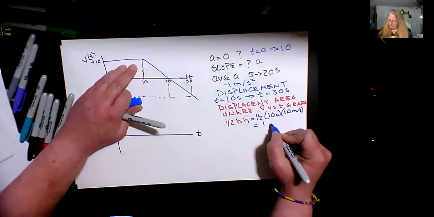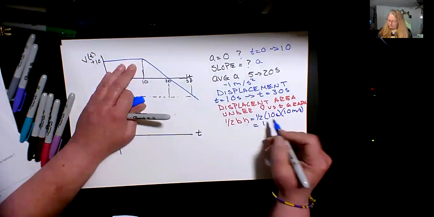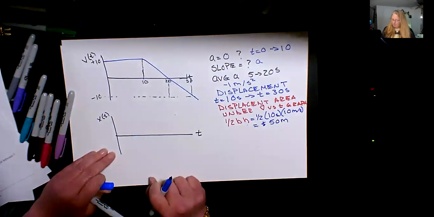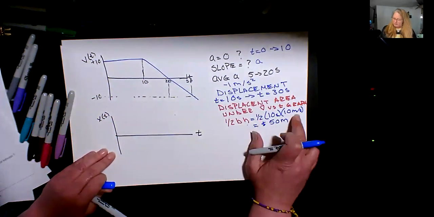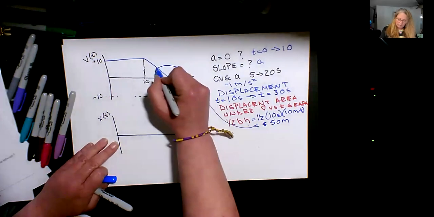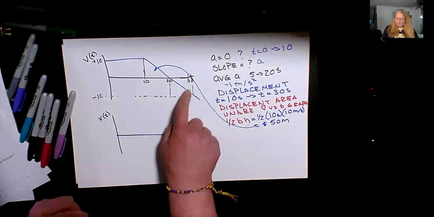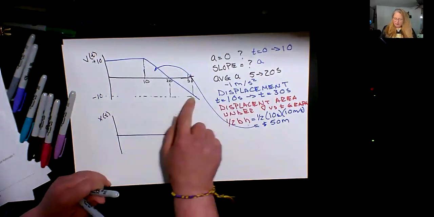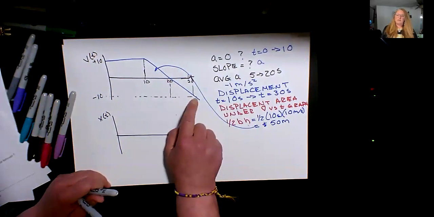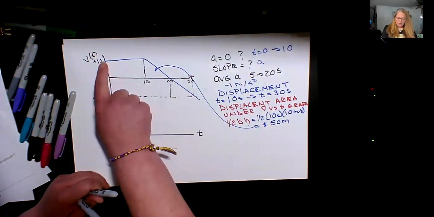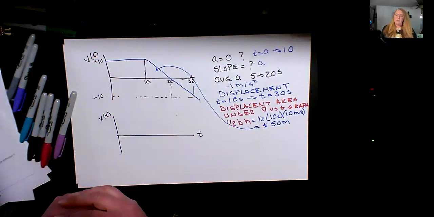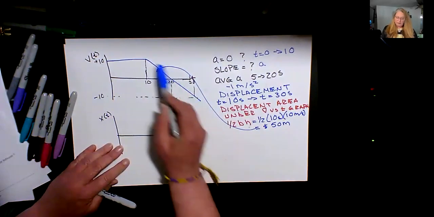So we came up with this on the other one. 10 times 10 is 100, divided by 2 is 50. So this is 50 meters. So that is this piece. What about this one? This one starts at 0 and ends at 10 meters per second, and this one starts at 10 and ends at 0. So my velocity is speeding up here and slowing down here.